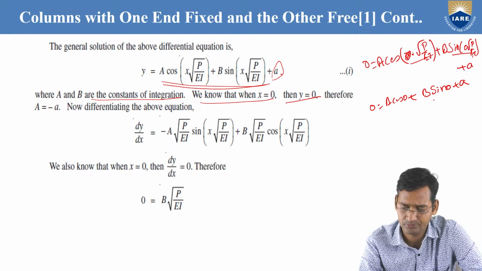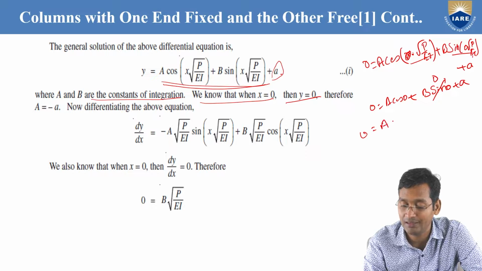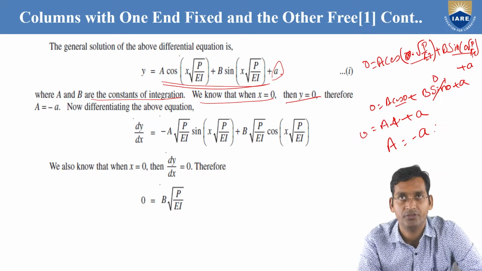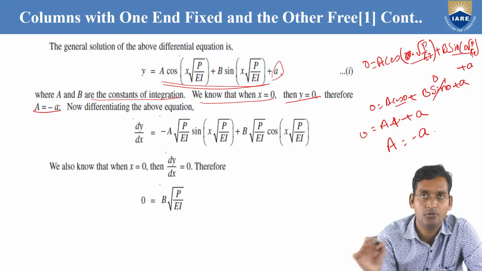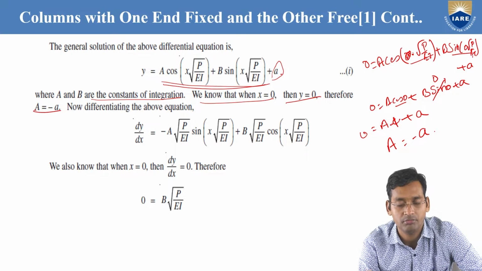Now sin 0 is 0, so 0 into b is 0. This term will be 0. Now what do you have? 0 equals a cos 0 plus a, and cos 0 is 1. So a into 1 plus a. So from here what we will get? A equals minus a. Okay, so A equals minus a. Now differentiate the above equation.